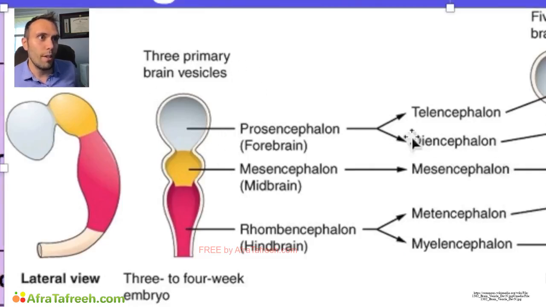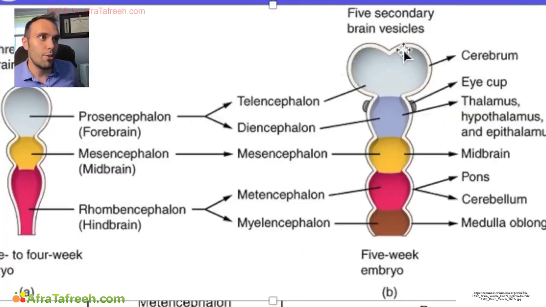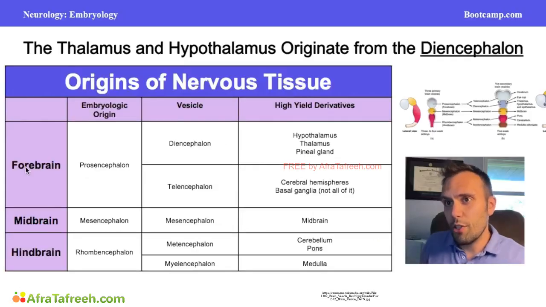So here's the prosencephalon. We can see that forms the telencephalon. Here's the cerebral hemispheres, and then the diencephalon, right? The thalamus, hypothalamus, epithalamus, right? It has thalamus in the name. It's probably from the diencephalon. Now let's just look at the divisions of this really quickly here.